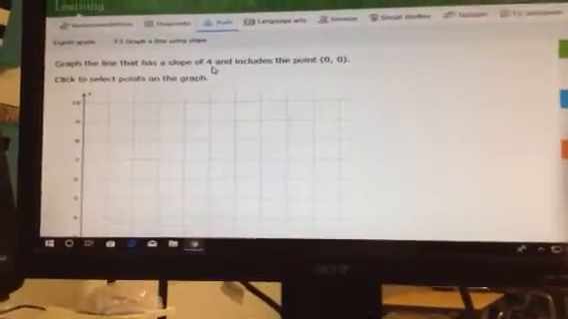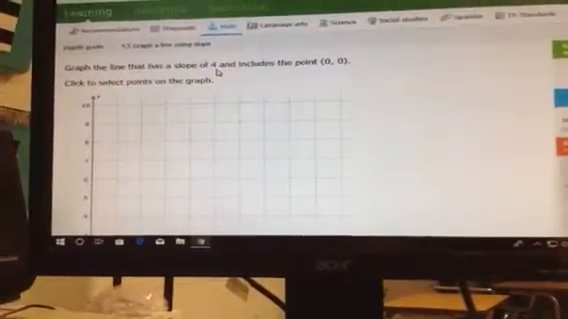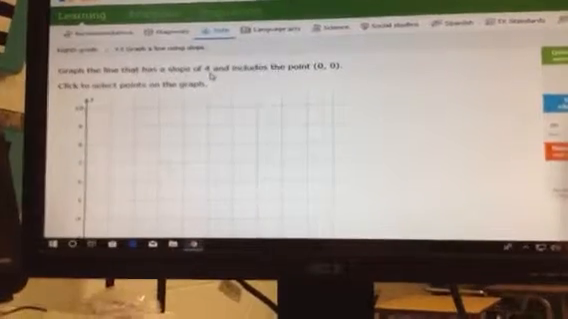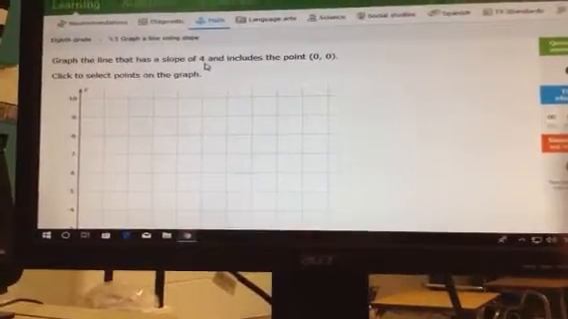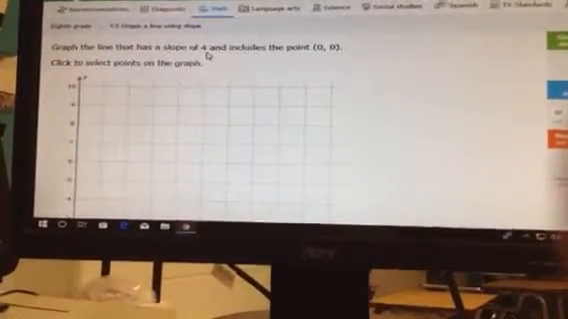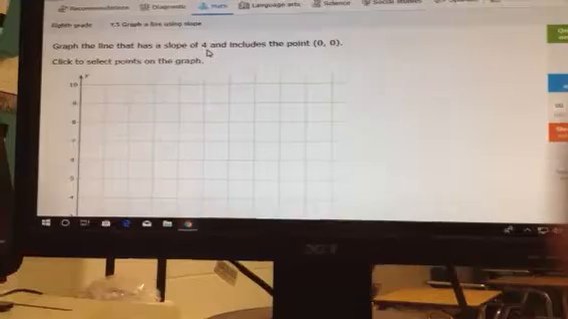Most of the time it's going to give you a fraction for the slope, but this one is just giving me a natural number. And we talked about if you need to give a number a denominator, you're always going to put a 1 on the bottom. So imagine that as being a slope of 4 over 1.